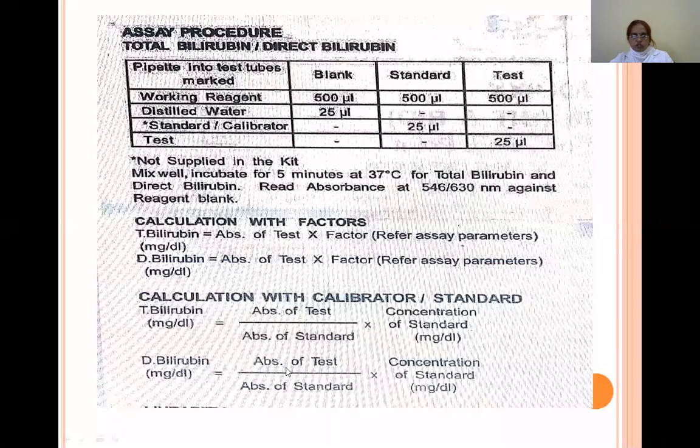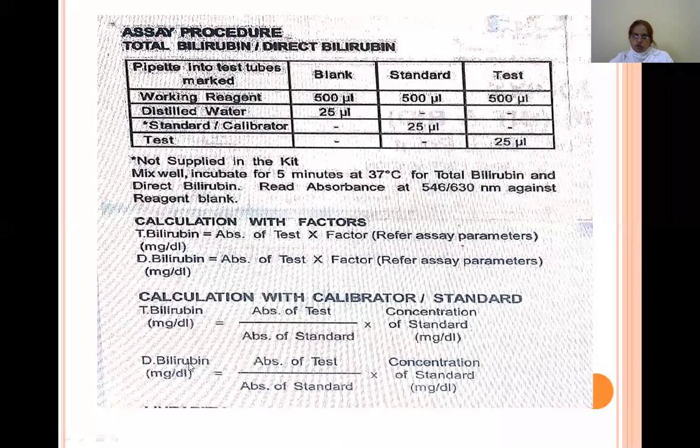Now see the calculations. You can calculate by using a factor or by using a calibrator or standard. Here is the calculation with the calibrator or standard. Estimation of total bilirubin, in milligrams per deciliter: take the readings, that is absorbance of test divided by absorbance of standard, multiplied by concentration of standard, in milligrams per deciliter.